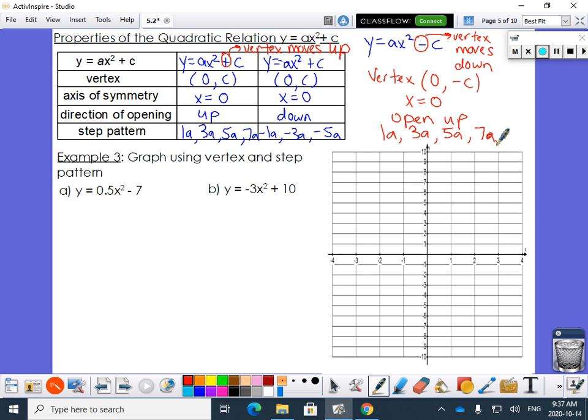Okay, so let's look here. Graph using vertex and step pattern. So y equals 0.5 x squared minus 7. First off, tell me, does this guy open up or down? Opens up. That's important. Write that down. We have a positive a value. This here is going to shift the parabola up or down. Down. Good.